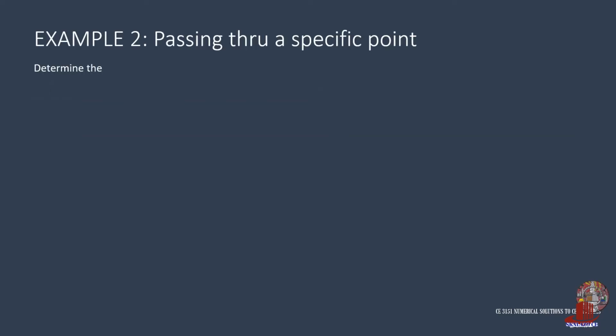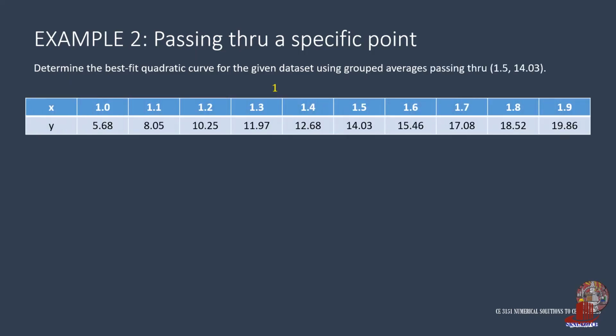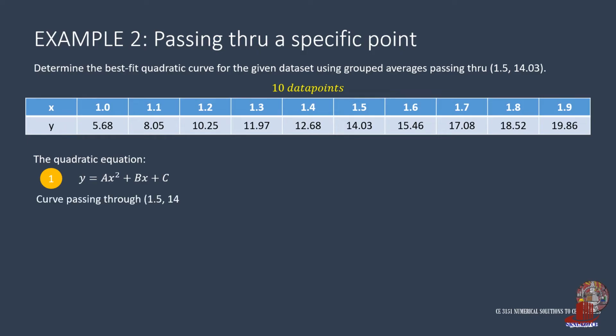Another case from the same dataset is to find the best fit quadratic curve which passes through point 1.5, 14.03. Again, take equation 1 as the quadratic equation itself. Then create equation 2 by using the coordinates 1.5, 14.03 in the equation, creating 14.03 as equal to a times 1.5 squared plus b times 1.5 plus c.